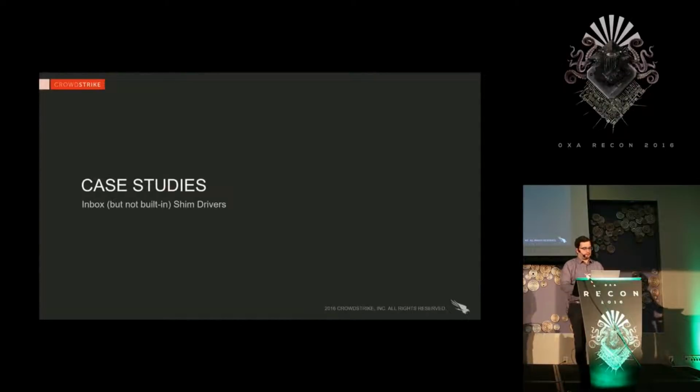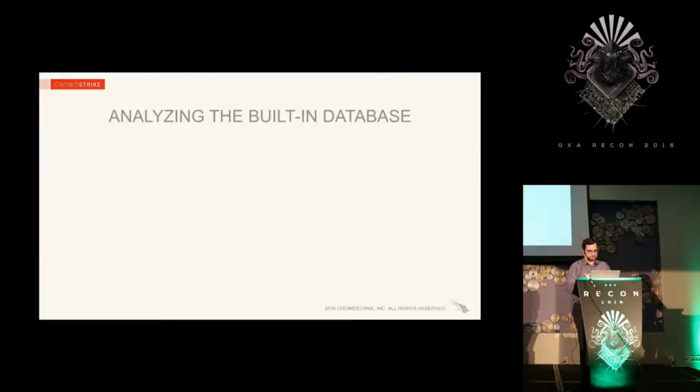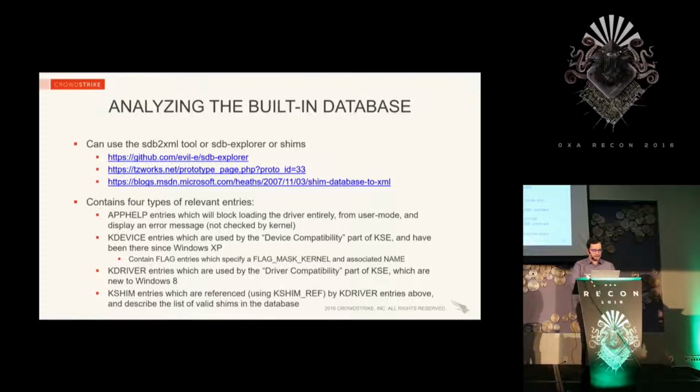So let's look at a few examples, or at least one example of an inbox shim. So basically not a third-party driver, but an inbox driver that's not the kernel that registers its own shim. Because by looking at this, that's how I kind of understood how shims work. So in the built-in database, there's a number of interesting things in there. And you can dump the database with SDB Explorer, great tool. TZWorks has something they call shims, which also lets you dump the shim database. And then Microsoft actually has something called SDB to XML, which lets you dump the shim database as an XML file.